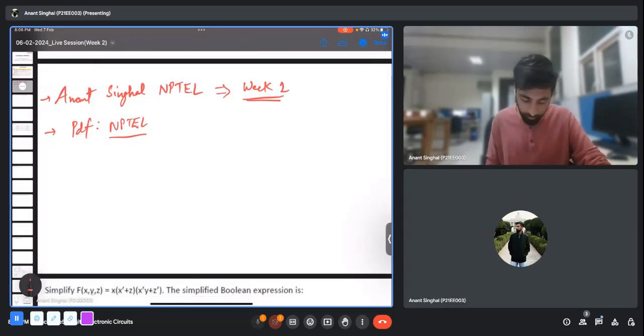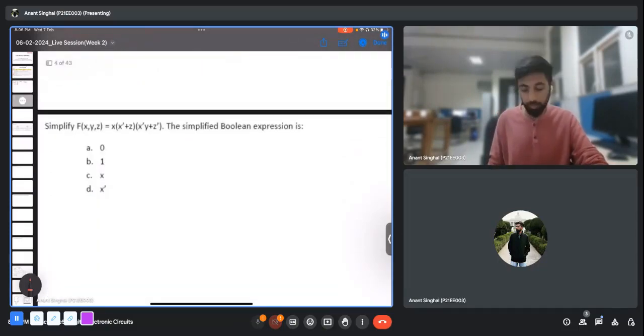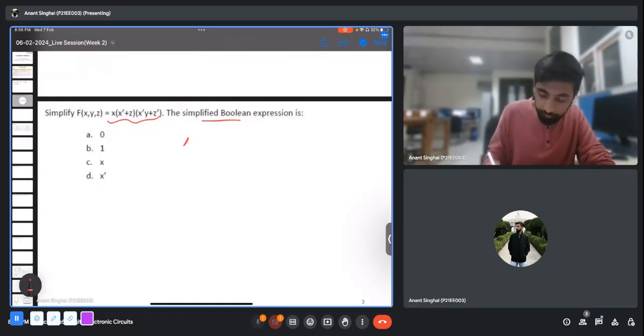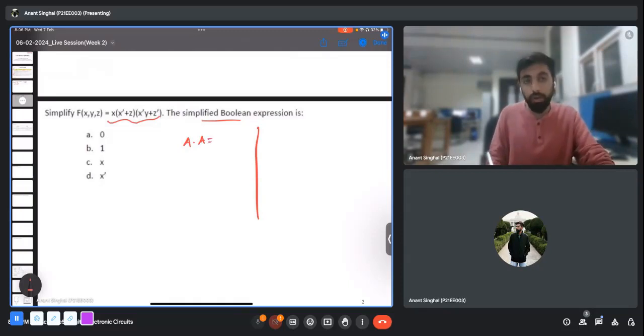Let's start with the first problem, which is a basic Boolean algebra problem. We need to simplify a function f which is given, and we need to get a simplified Boolean expression. First of all, I need to tell you some basic Boolean relations, related to AND and OR operations.